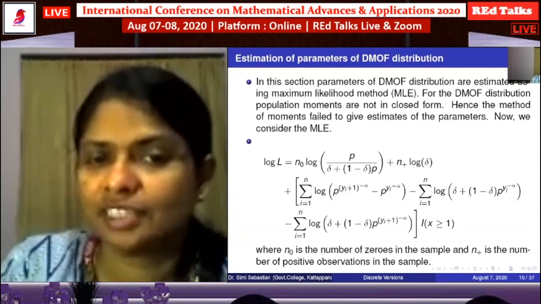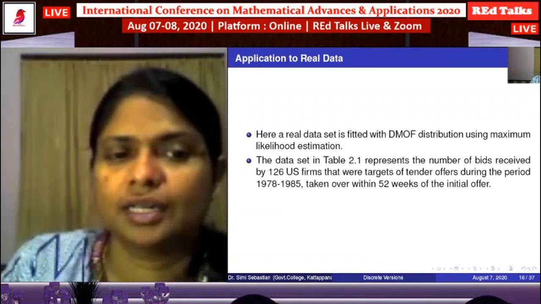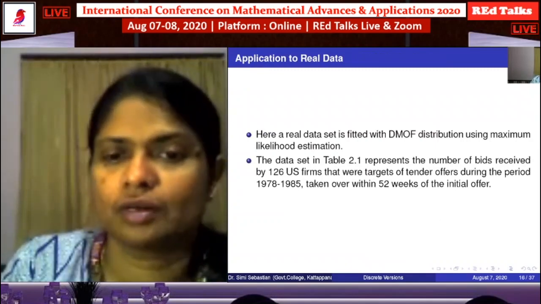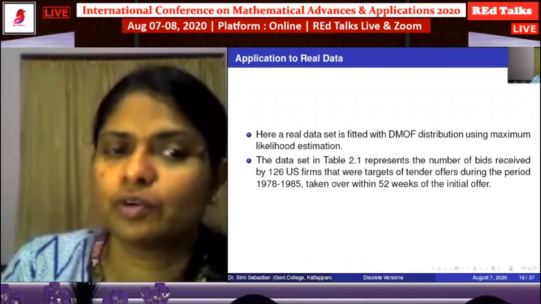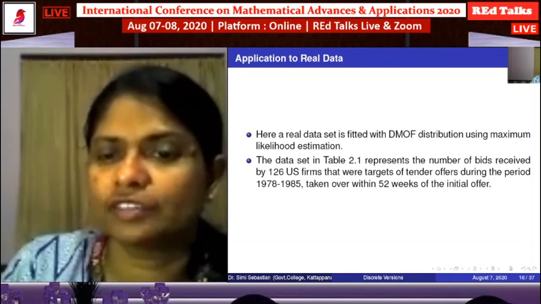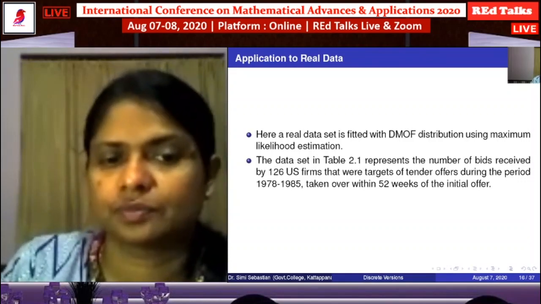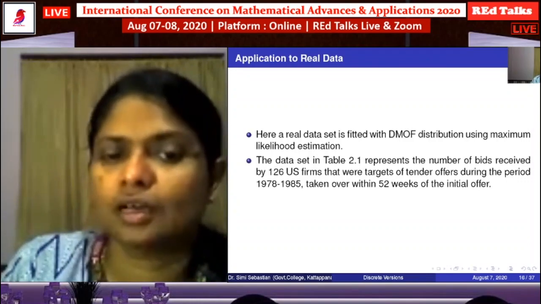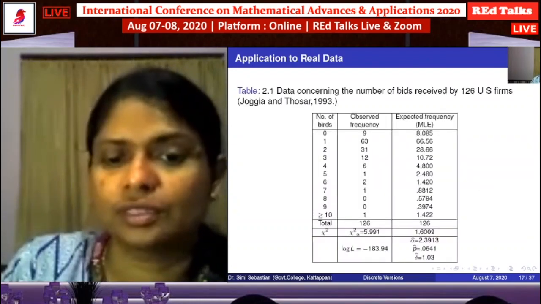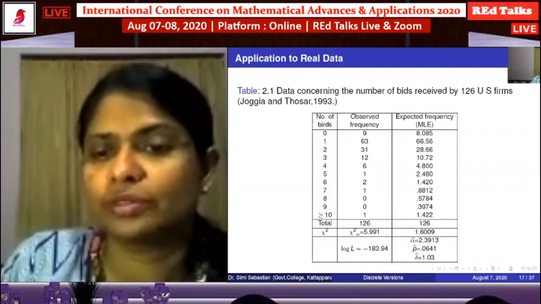Here, a real data set is fitted with the DMOF distribution using the MLE method, and the data set is given in table 2.1, which represents the number of bids received by 126 US firms that were targets of tender offers during the period 1978 to 1985. The log likelihood function is given, and using chi-square, it is concluded that the DMOF distribution is a good fit to the given data.